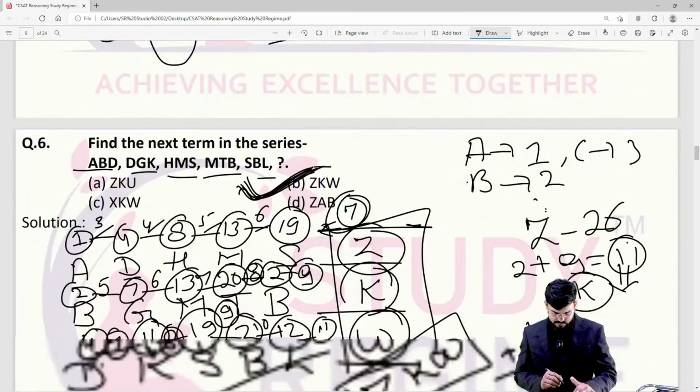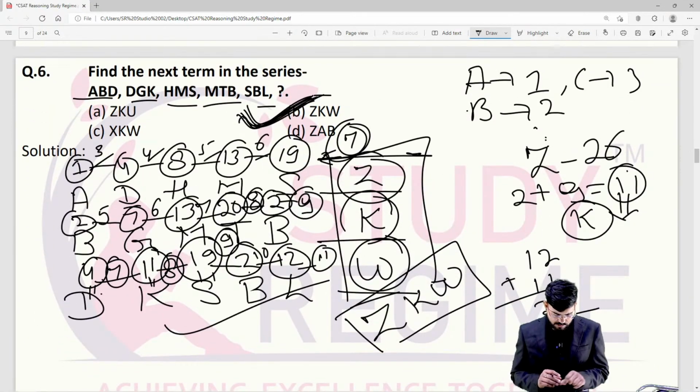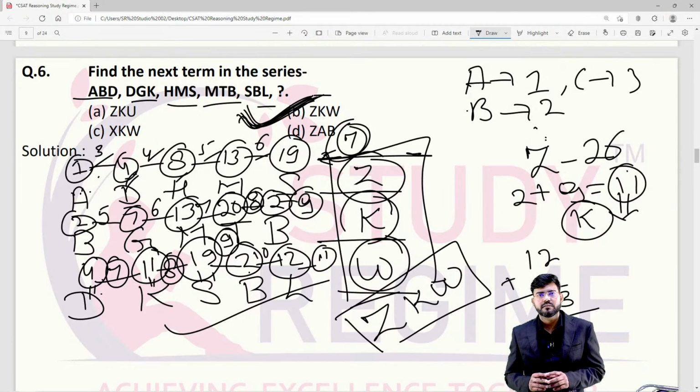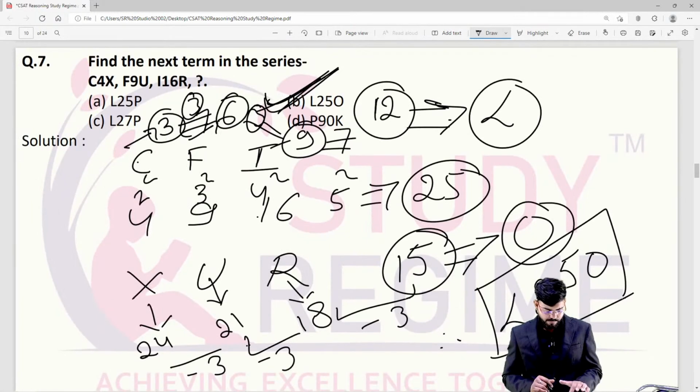Very easy questions. Now this one, I would prefer, is a good question. Again there are 3 types of series. Find the pattern, take the difference, write the corresponding number of that alphabet, identify the series and write the letters. I found Z, K and W. Clear? Easy questions.